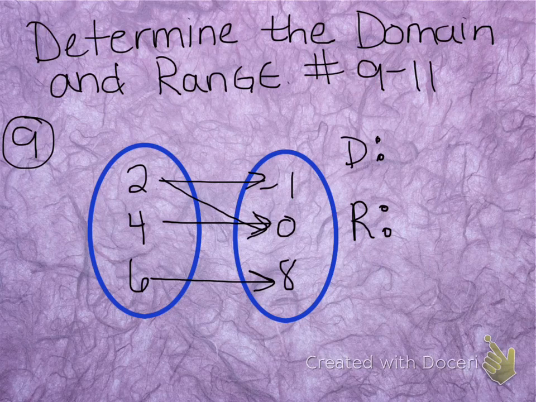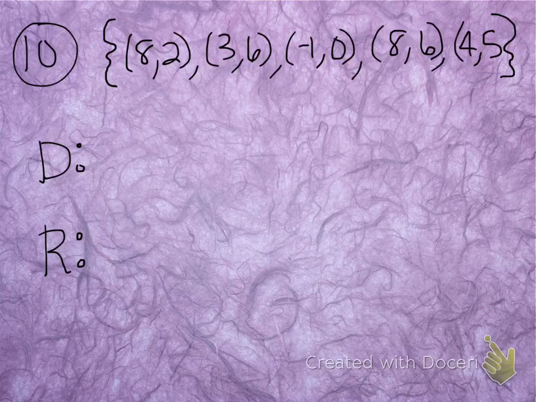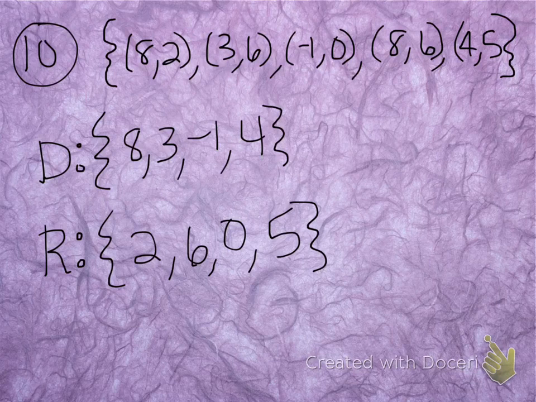Determine the domain and range. Our domain is just x values. So 2, 4, and 6. Our range is just the y values. So -1, 0, and 8. Once again, domain is just the x values, never repeat a value. So 8, 3, -1, and 4. Our range is going to be 2, 6, 0, and 5. We didn't list 5 values for both of them because there was a repeated value.